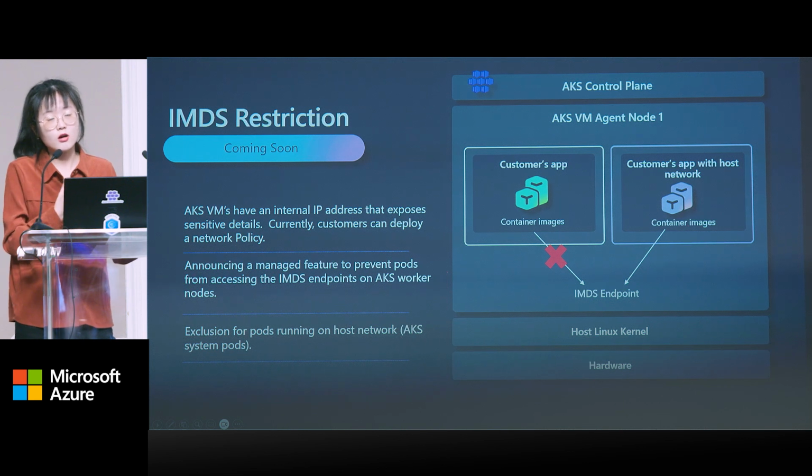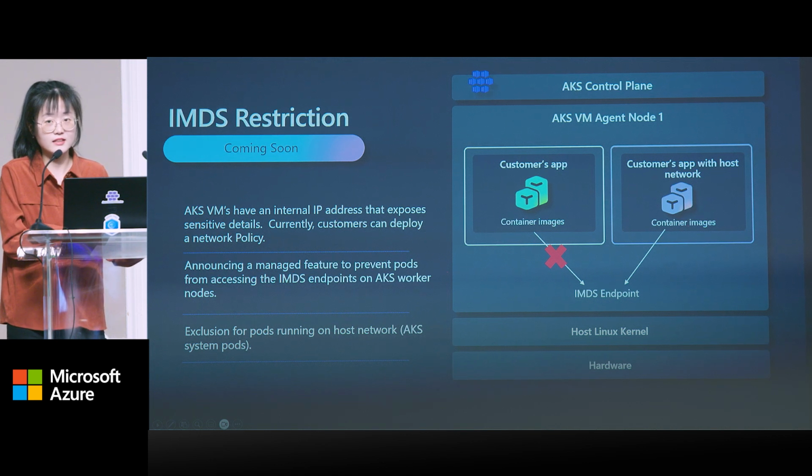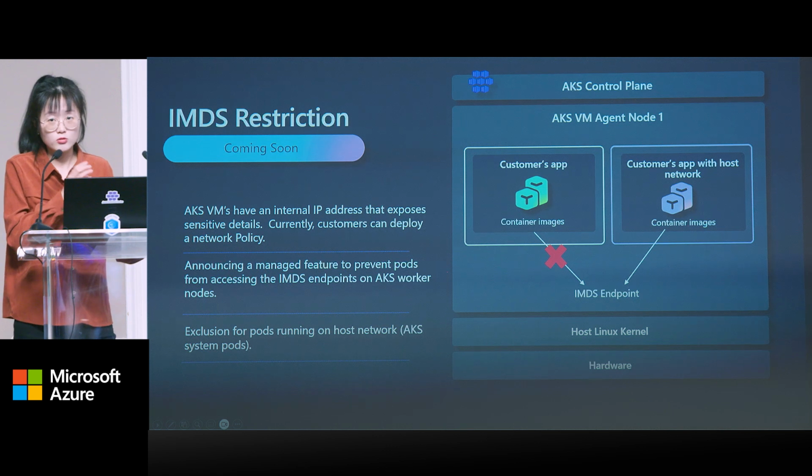So users always deploy the network policies to prevent such risk. With IMDS restriction, it's a managed AKS feature, and it prevents the pods from accessing the IMDS endpoints. But there is an exclusion list: the pods running with host network can still access the IMDS endpoints.